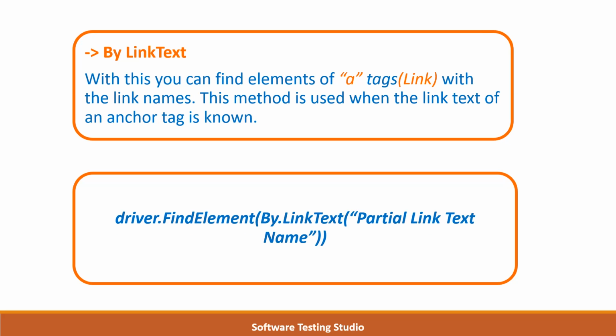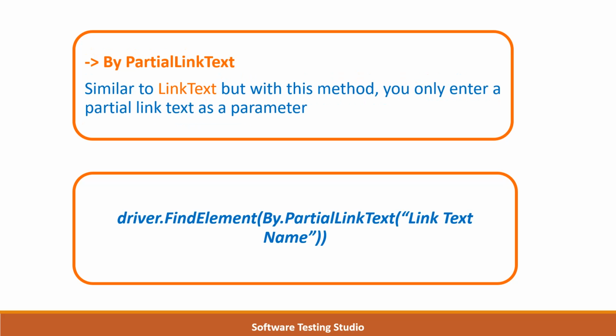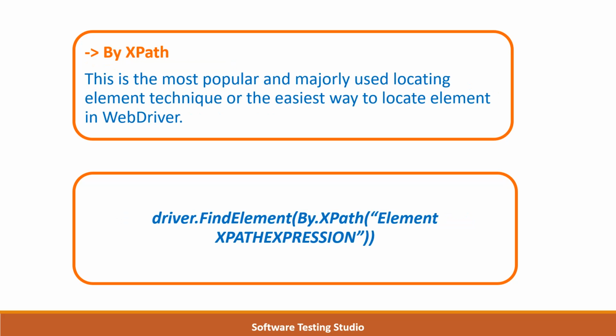The next method is by link text. With this you can find elements of an anchor tag with the link names. This method is used when the link text of the anchor tag is known. By partial link text. This is similar to the link text, but with this method you only enter a partial link text as a parameter. Finally, by XPath, and this is the most popular and majorly used locating element technique, and it's easy to use in the WebDriver. I shall go through all these methods by examples.